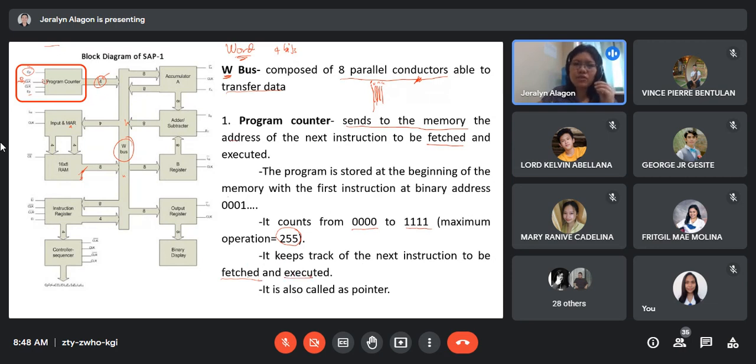Fetched and executed. Of course, the instruction is what the computer should execute or perform. So it's the program counter that will perform the specific task. Okay. That address, 4 bits of data, will go through the W bus. What is it? It is as if that address is accessible on our W bus.